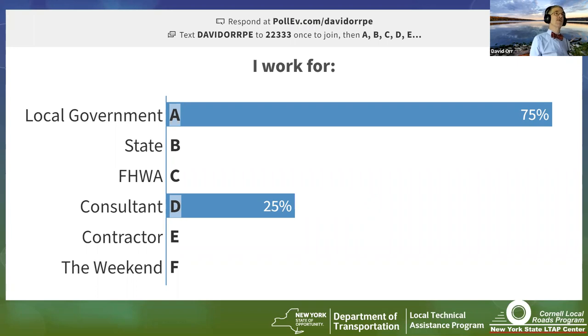So the folks who voted, about 3/4 of you said local government, though I do have a couple of folks in the Q&A who've said consultant. So local government and consultant. Okay. So obviously most of you are designing or working on local or low volume roads.